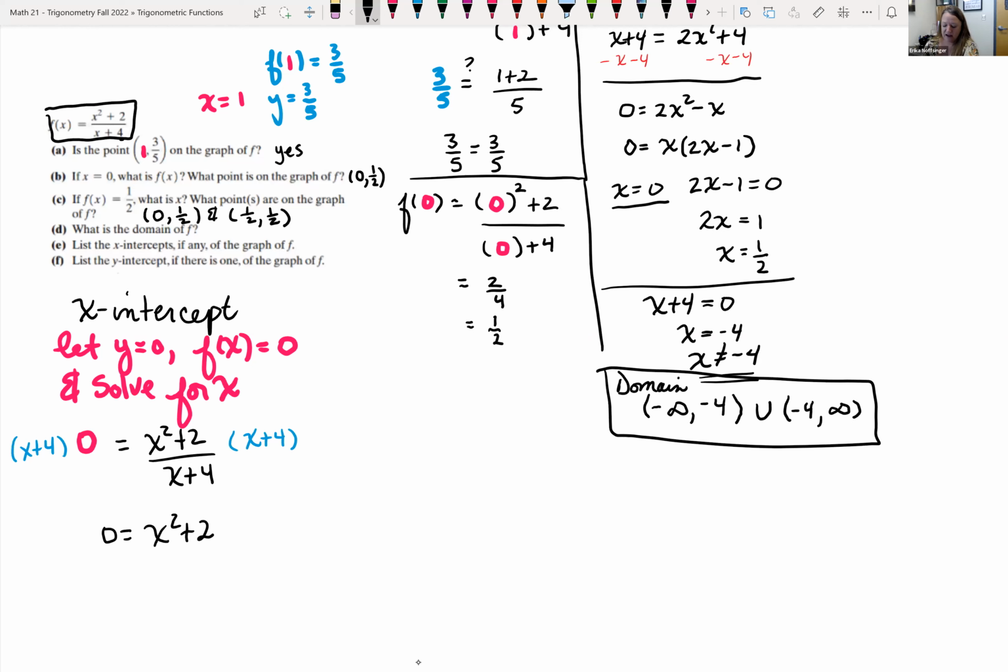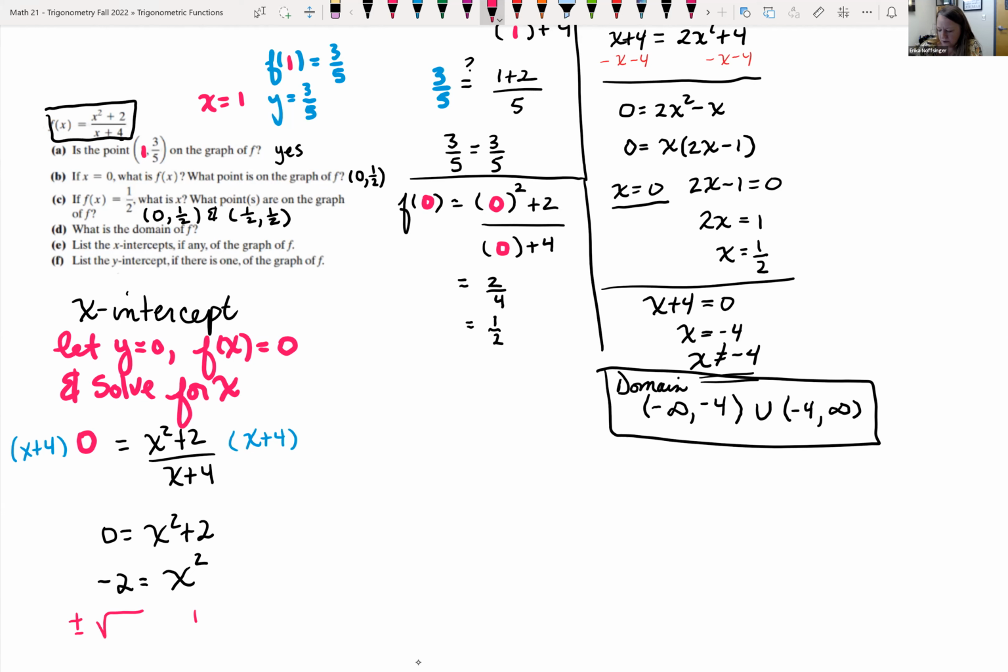So a couple ways I can go about solving this quadratic equation, x squared plus 2. I could factor it. I could use the quadratic formula, or it's in the form where I can use the square root method. And so since I have a perfect square x squared here, and all the other terms don't have an x in here, if I subtract 2 on both sides, I get negative 2 equals x squared. Now I can take the square root of both sides.